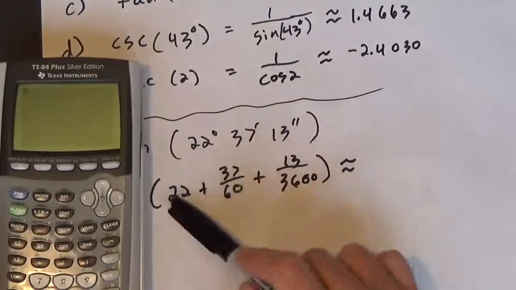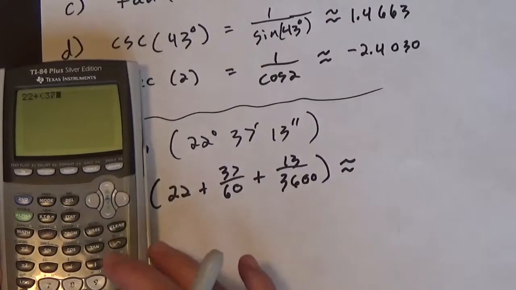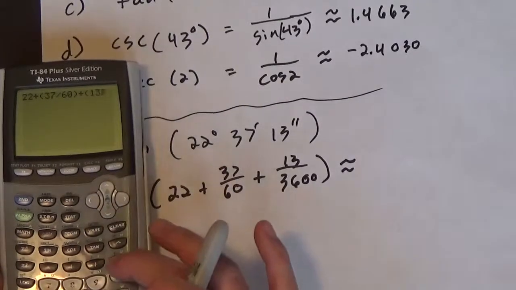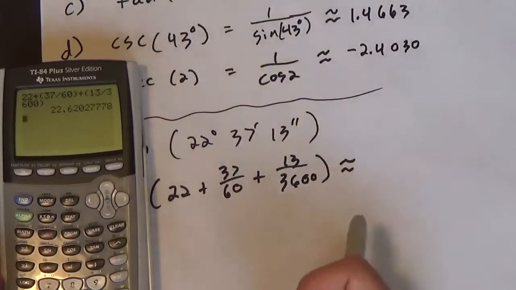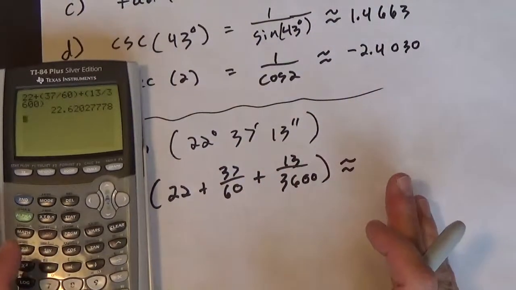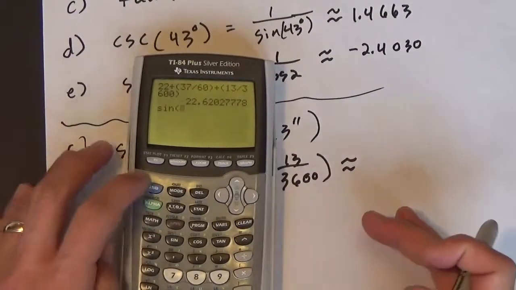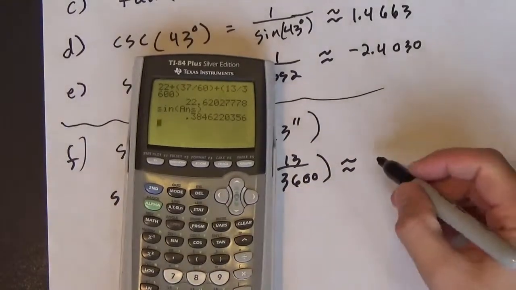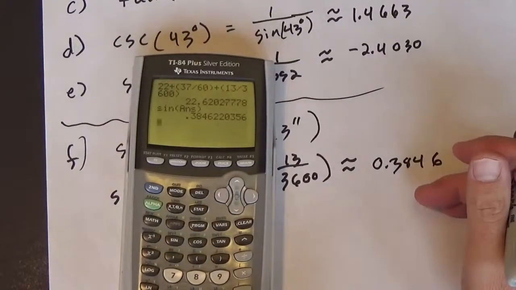And I'm going to first do all this. So I'm going to have 22 plus 37 divided by 60 plus 13 divided by 3600. 22.620 and so on degrees. Now keep that in your calculator. We want to be as accurate as possible. So then what we do is we take the sine of that answer. And we end up with 0.3846. Good.